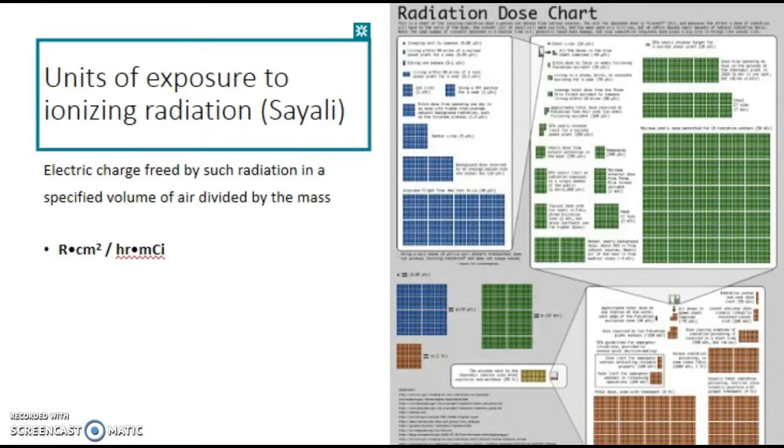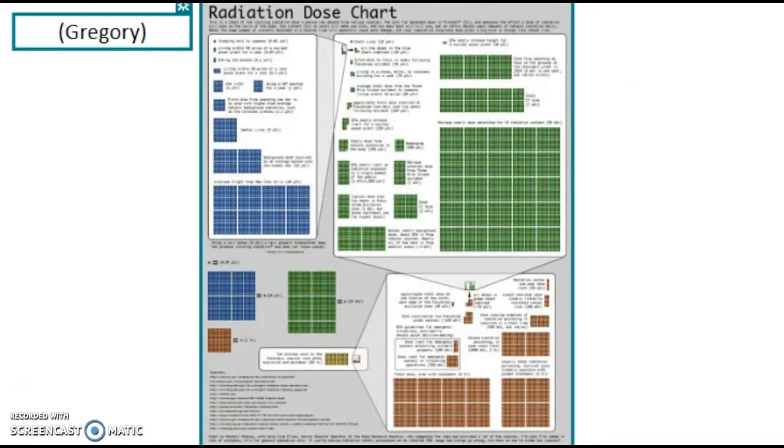Units of exposure to ionizing radiation. Electric charge freed by such radiation in a specified volume of air divided by the mass. This is the radiation dose chart, with blue being the smallest.